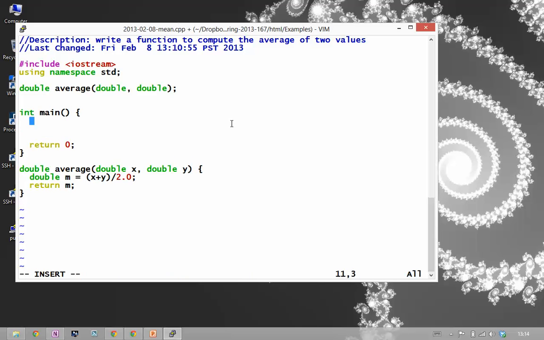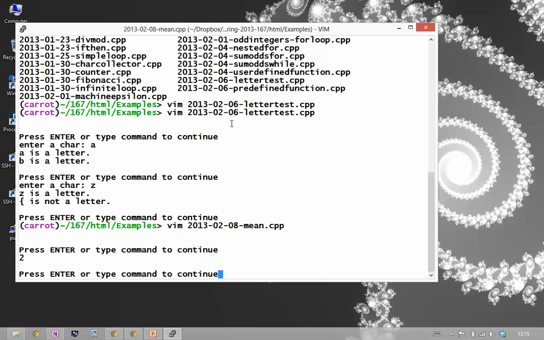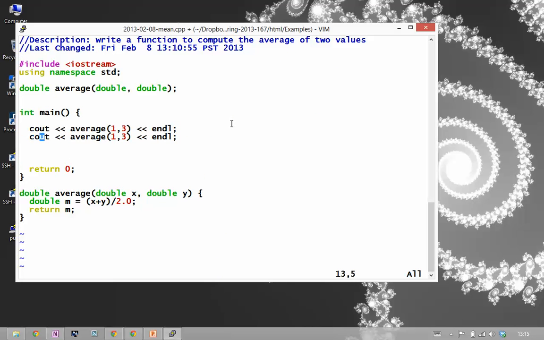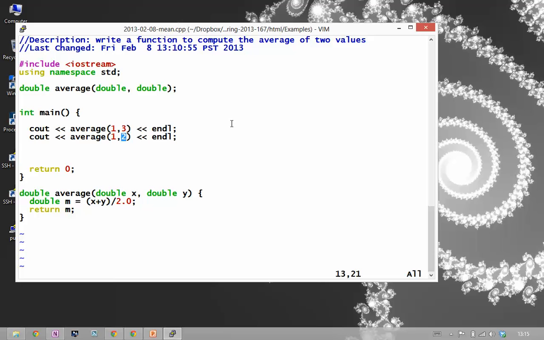Let me go up here and just see out average 1, 2. Let's do something slightly nicer than that, say 1 and 3. And I could use it again and again. So let me put 2 in here now. 1.5. So I can use this function as many times as I want with as many different arguments as I like.